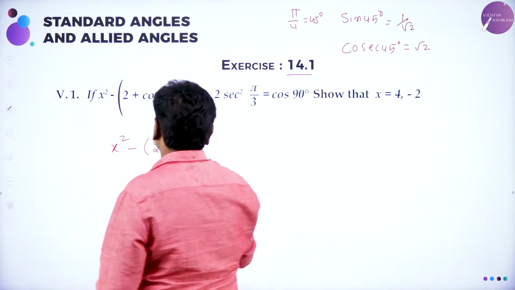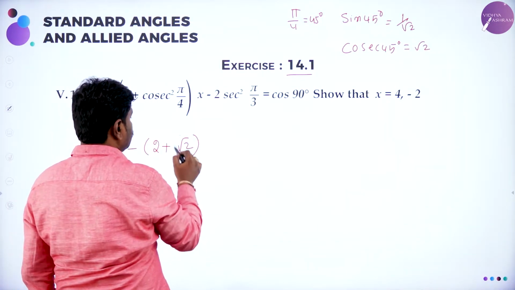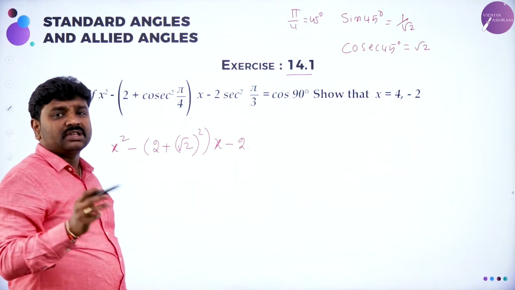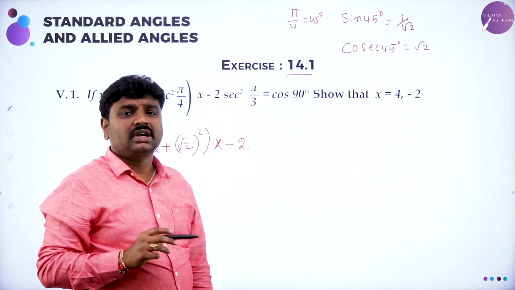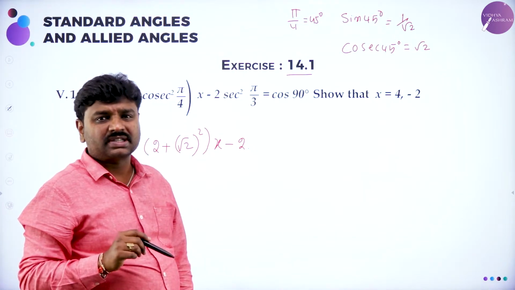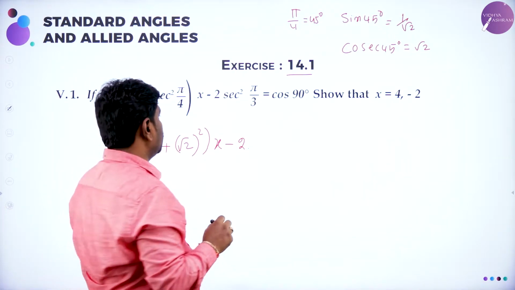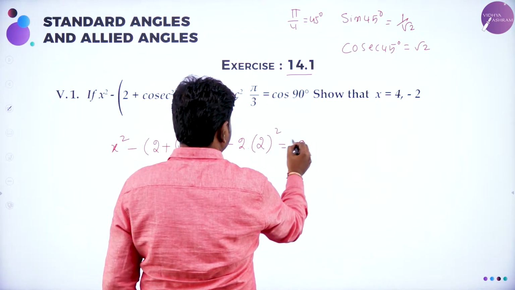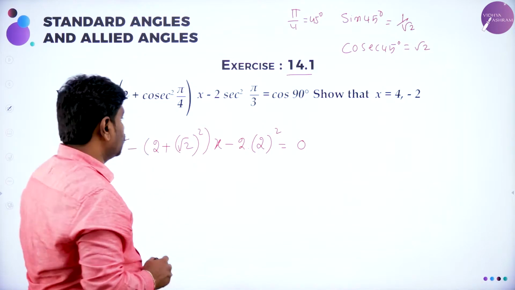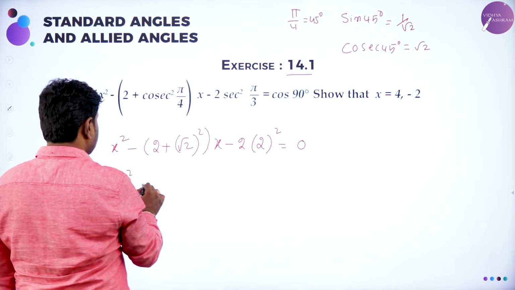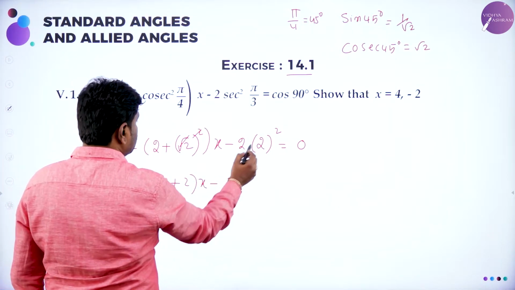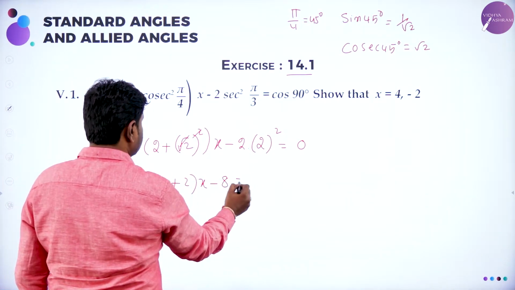So substitute it. Then it will become root 2 the whole square into x minus 2 times secant square pi by 3. Secant is the reciprocal of cos pi by 3. Cos pi by 3 means cos 60. Cos 60 is 1 by 2. Secant 60 is 2 square, is equal to cos 90. Cos 90 is 0. Now simplify this. It will become x square minus 2 plus root 2 square into x minus 2, root 2 square is 2, 4 times 2 is 8, is equal to 0.